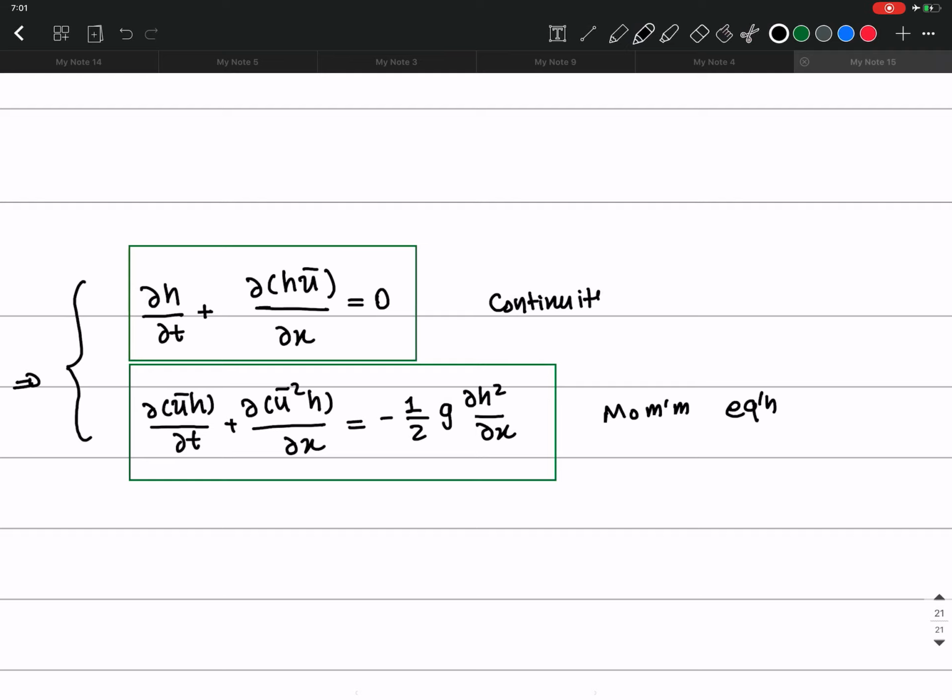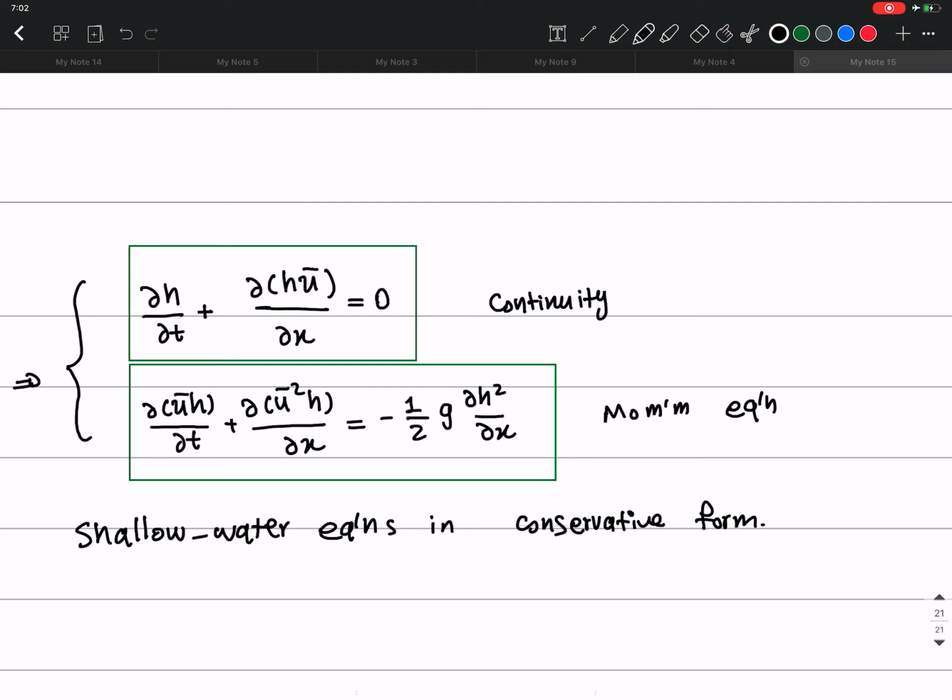And these two equations are known as shallow water equations in conservative form. These are just simplified shallow water equations from momentum and continuity equation, and everything is now rewritten in terms of h, the depth of the flow, and the average velocity, the depth's average velocity.